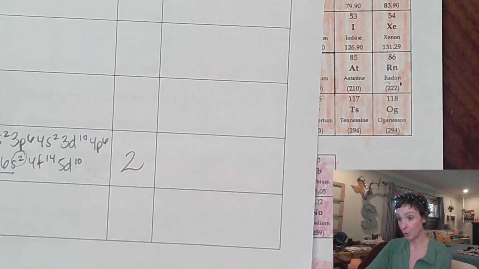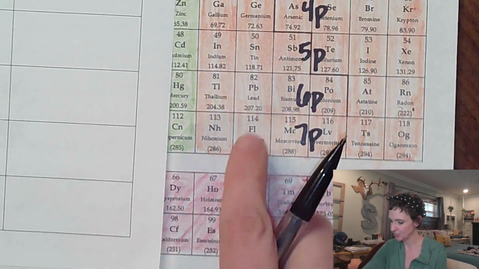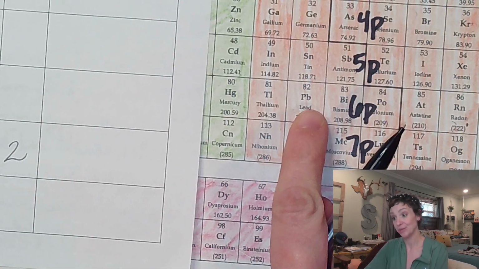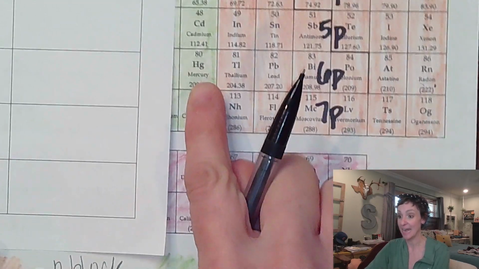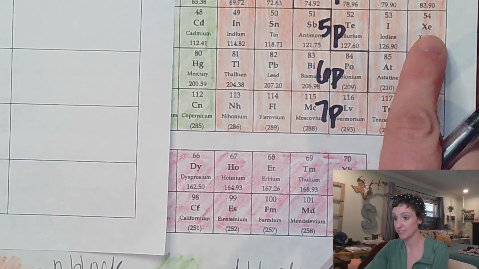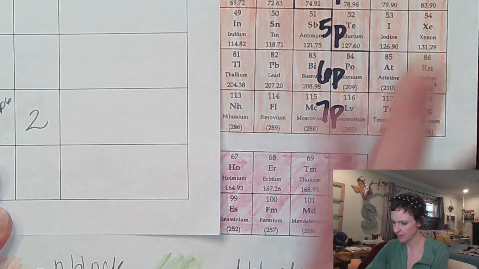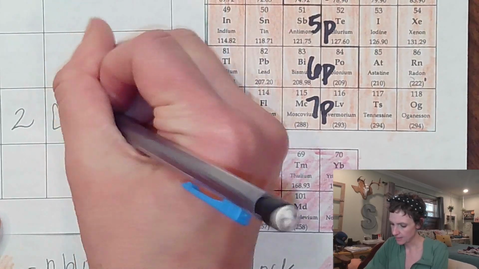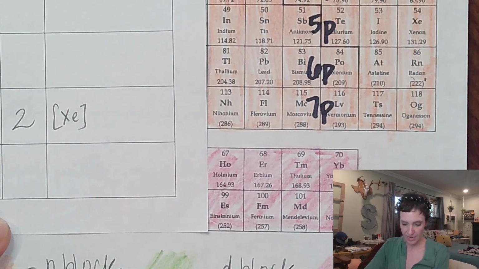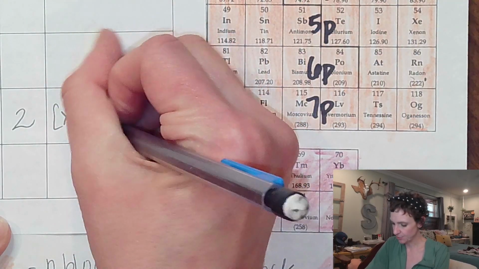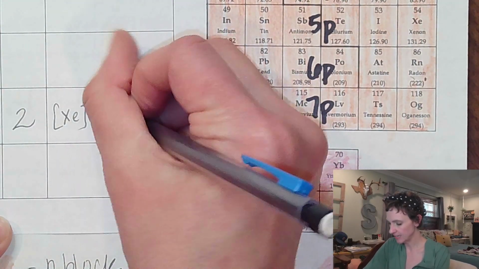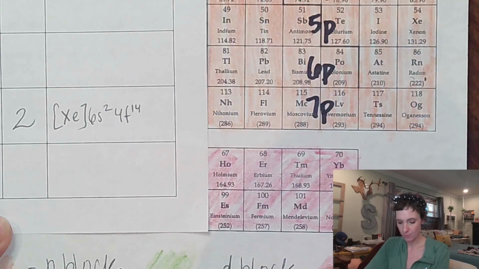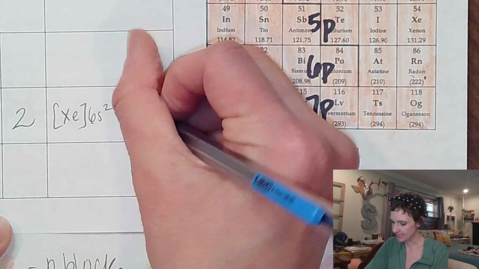So then finally, my noble gas notation. To get to the spot of mercury, another element that has 80 electrons, we would have to start with xenon first. So we're going to go xenon. And then after xenon, we go into the 6s2 room, 6s2. And then we go 4f14. And then we go 5d10.